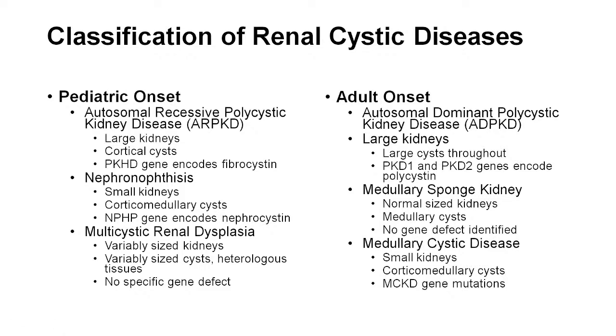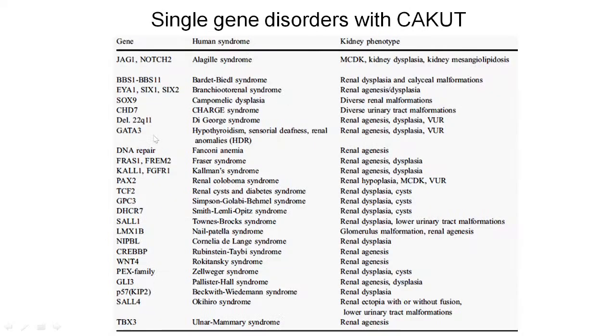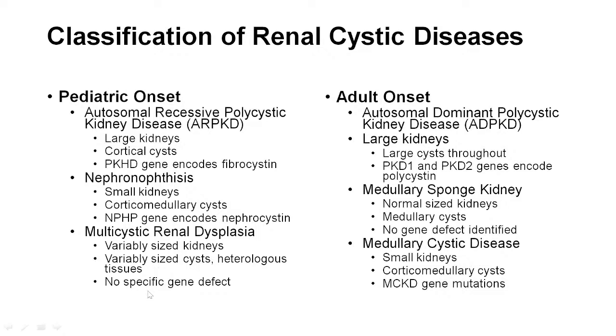Then the third entity which can be seen in the pediatric age group is multicystic renal dysplasia. Here the kidney is of variable size, cysts are also of variable size, heterogeneous tissue, cartilage, calcification, bone can also be seen in this, and mesenchymal collar can be seen around the tubules. No specific gene defect is identified in this subset. तो जब आप ये प्रीवियसली पैनल दिया है ये करेंगे तो आपको जेनेटिक डिफेक्ट नहीं आइडेंटिफाई होगा.